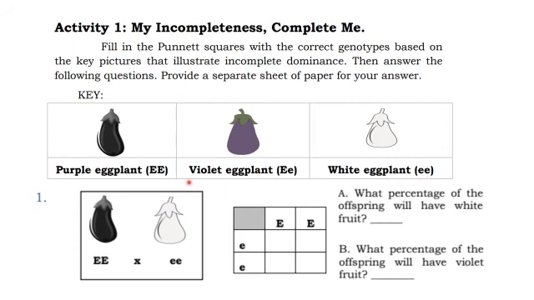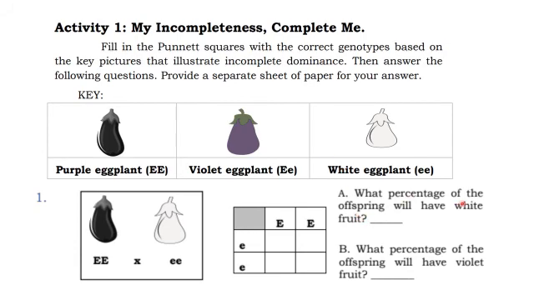On the other hand, the violet eggplant has a genotype of big E and small e. From these key pictures, we can say that this violet eggplant comes from the combination of the colors of the purple eggplant and the white eggplant. Therefore, this violet eggplant is an example of incomplete dominance, produced from the blending of the colors of the purple and white eggplant. It is a heterozygote under incomplete dominance.